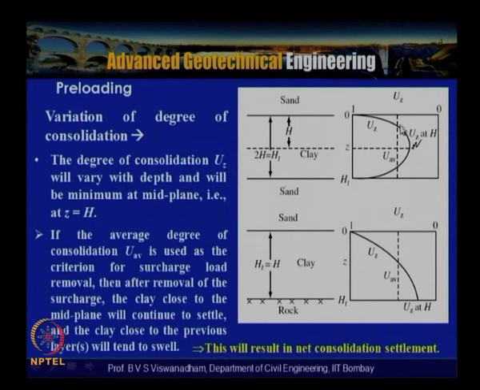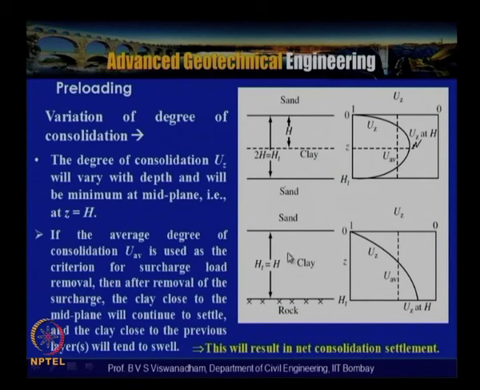So in this case it appears that though we take a certain degree of consolidation, here and here the consolidation has already been achieved. Because of the removal of the load, there can be a possibility that the net consolidation settlement is because of some settlement which continues to happen here and some swelling which happens here and here.